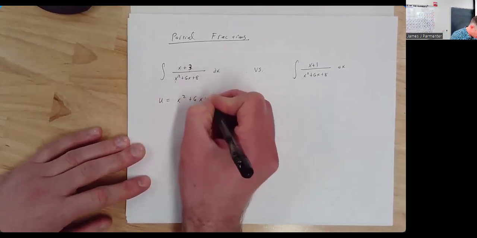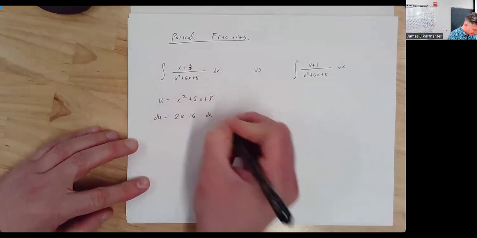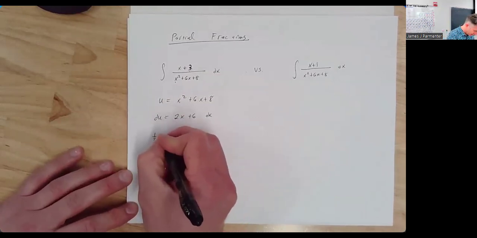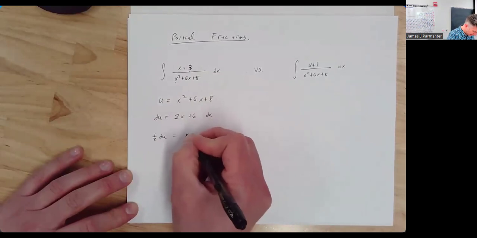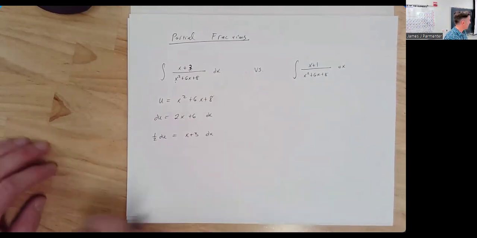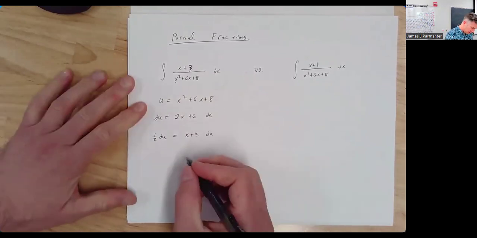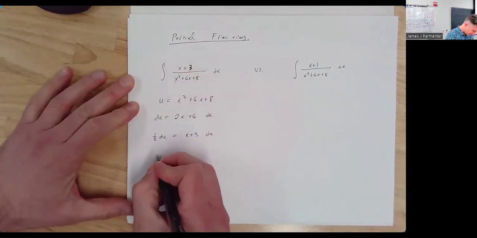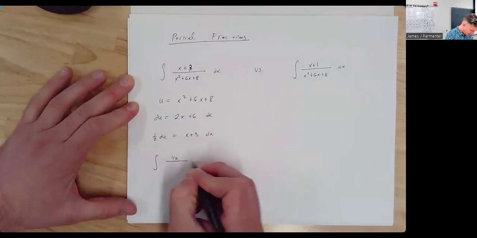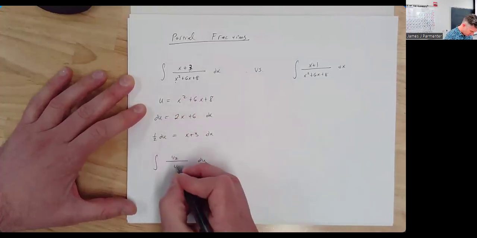If I let u equal the denominator, my du is going to be 2x plus 6 dx. And if I multiply both sides by 1/2, 1/2 times du is equal to exactly x plus 3 times dx. And I have an x plus 3 times dx. So I should make my life easy and do a u sub if I can. So here, we're going to rewrite this integral as the integral of 1/2 du over u, where my x squared plus 6x plus 8 is just my u.